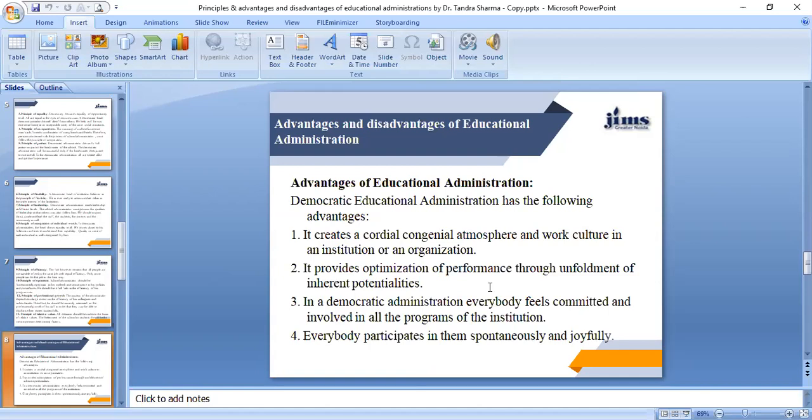So, let us discuss some of the advantages of educational administration. A democratic educational administration has the following advantages. It creates a cordial atmosphere and work culture in an institution or an organization. It provides optimization of performance through unfoldment of inherent potentialities. In a democratic administration, everybody feels committed and involved in all the programs of the institution. Everybody participates in them spontaneously and joyfully.